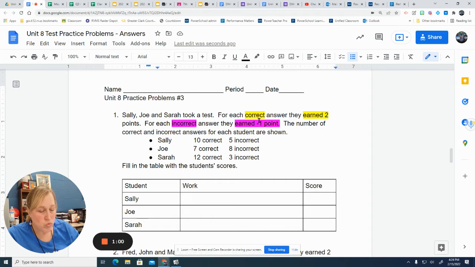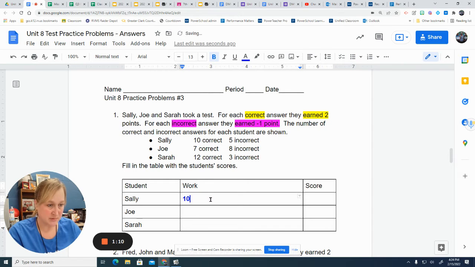It's harder to type than it is to write, but I'm going to try to type it. So if I know that Sally got 10 correct, she got 10 times 2. And it's a positive 2 because it's good. But she lost points for missing 5. So 5 times -1.